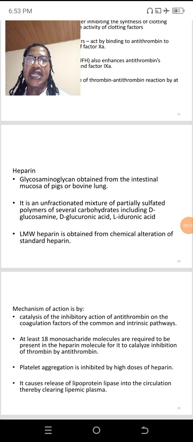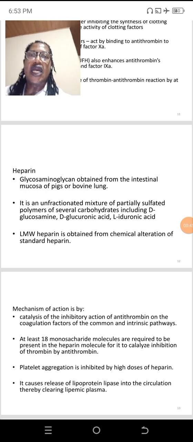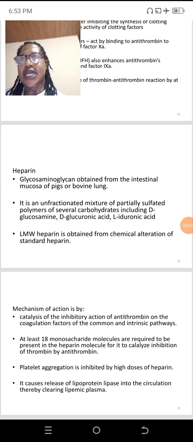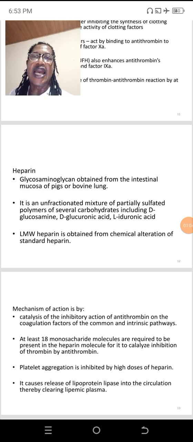That is for unfractionated or standard heparin. Low molecular weight heparin, on the other hand, is obtained from chemical alteration of standard heparin. Low molecular weight heparins include enoxaparin, tinzaparin, dalteparin, and others. And the low molecular weight heparins have equal efficacy with unfractionated heparin. They also have increased bioavailability from the subcutaneous site, and they have the added advantage of requiring no monitoring.